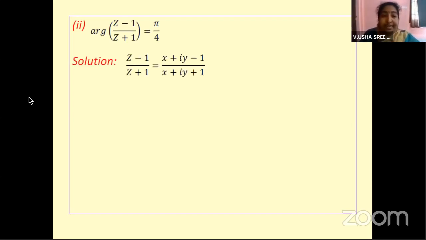Now, the next problem. Argument of (z minus 1) by (z plus 1) is equal to pi by 4. Now, children, (z minus 1) by (z plus 1), we will try to calculate first. z is x plus iy, already given to us. So we are just substituting here: (x plus iy minus 1) by (x plus iy plus 1).